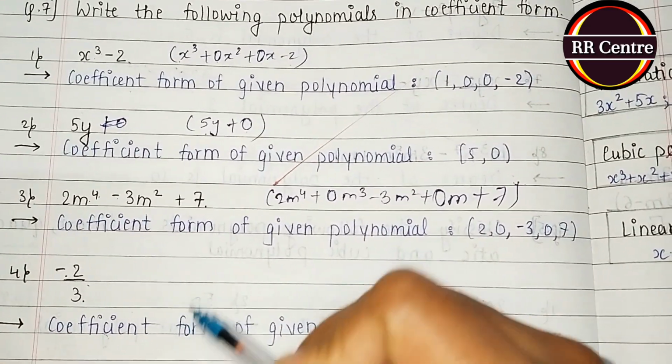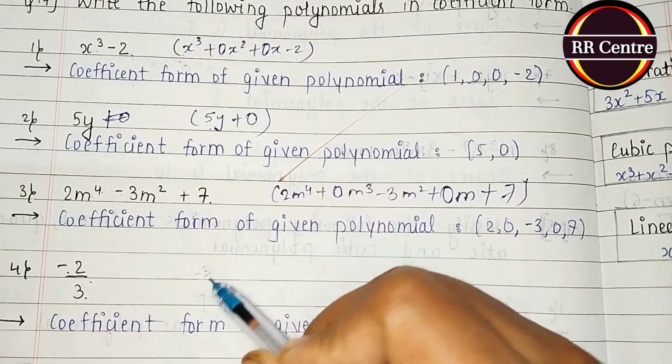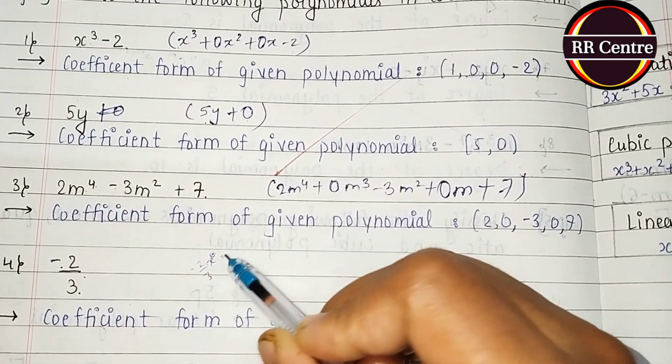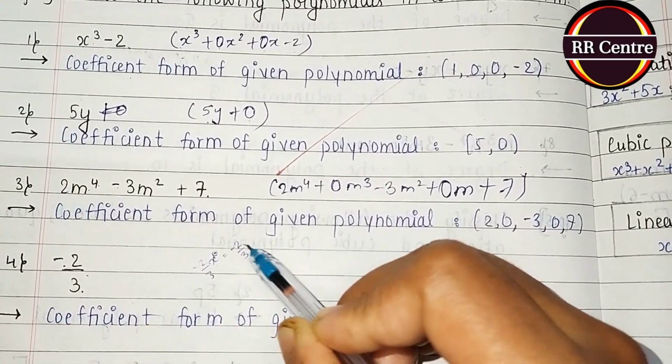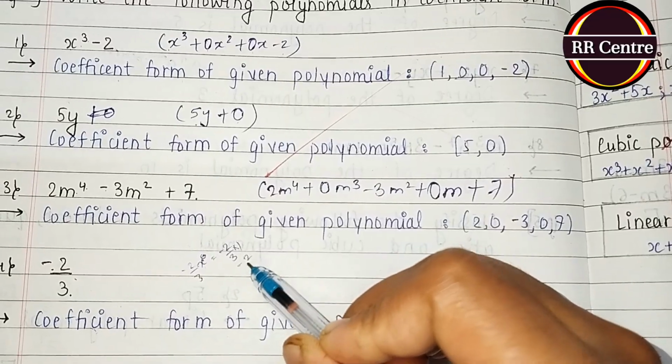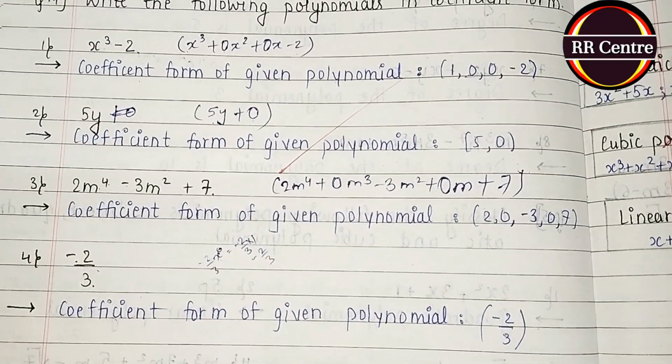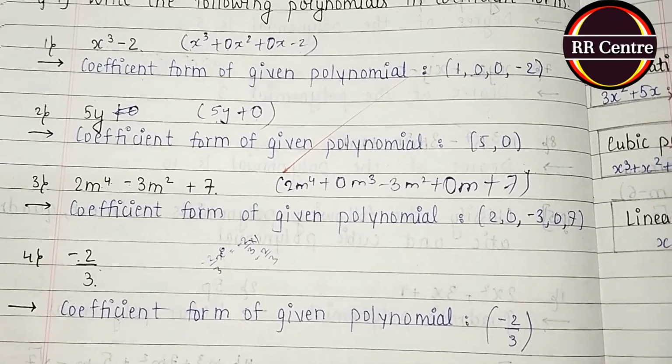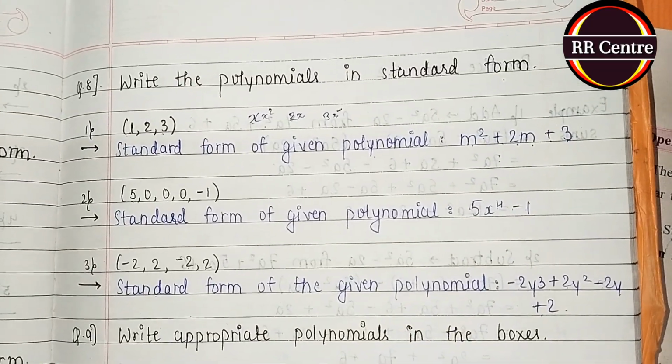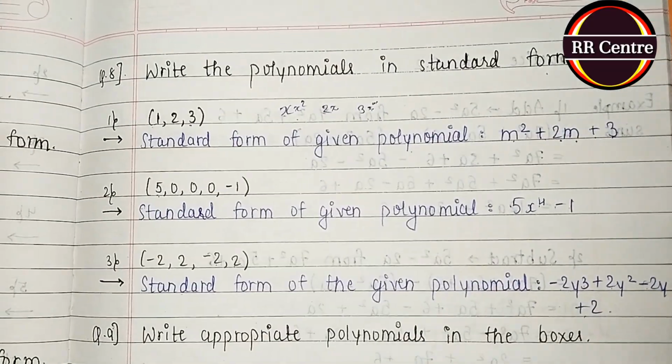Minus 2 upon 3 कैसे आएंगे? जैसे suppose that minus 2 upon 3 है, अगर x raised to 0 आ जाएंगे तो क्या हो जाएंगे? Minus 2 upon 3 then into 1. So what is the coefficient? Minus 2 upon 3, right? Next one देखेंगे, question number 8.1. So start for the question number 8.1.